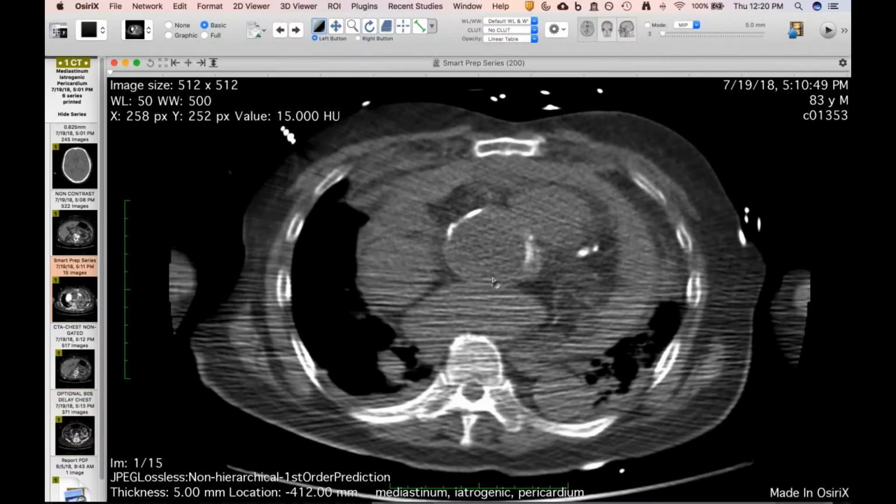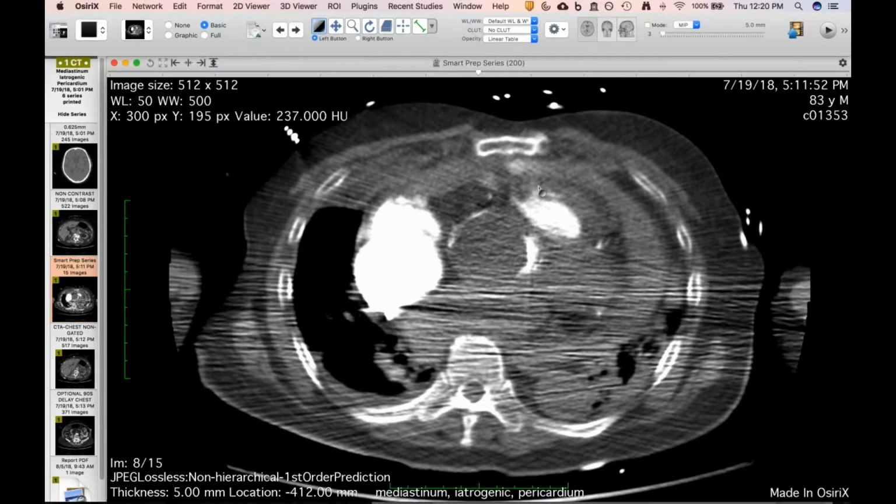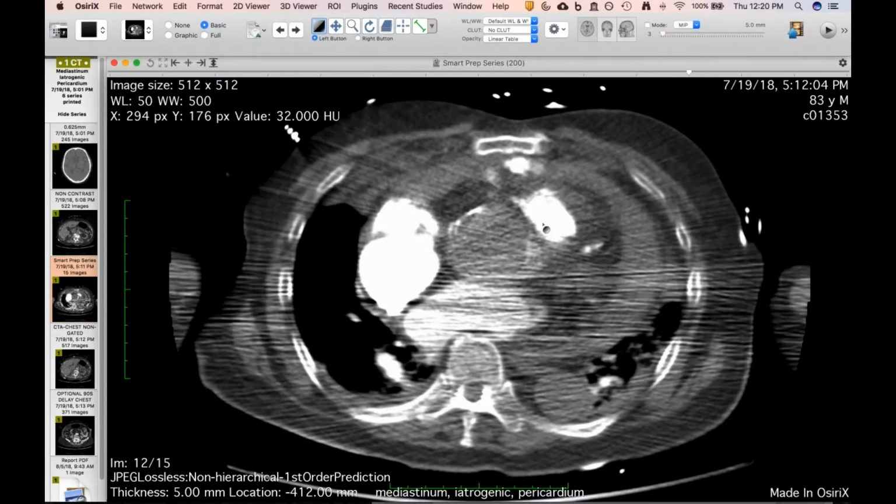But the other thing I'll include is the timing bolus series, and you can see that when you inject the contrast, the contrast goes into the RV, and then immediately you can see it coming out into the pericardial space there. So I always think these timing series are interesting, some of the clues that you can see.